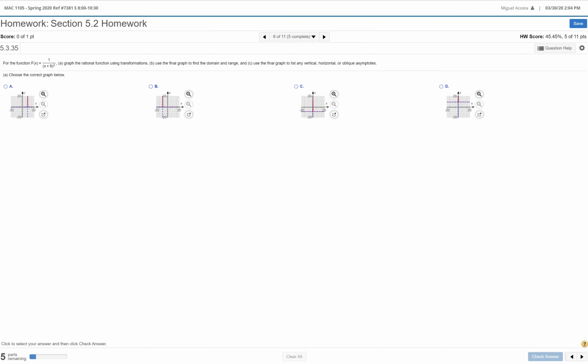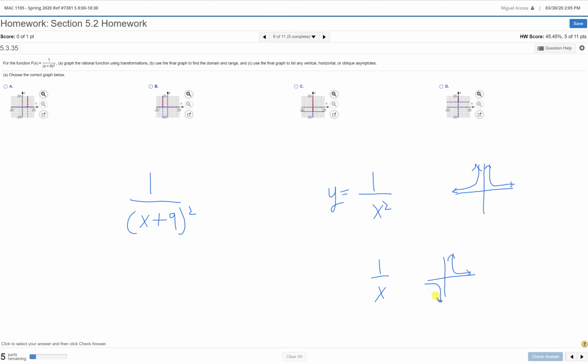All right, let's see. The following function. Okay, so let me draw. Here's my equation, 1 over x plus 9 squared. Now I hope you guys remember 1 over x squared, this equation, looks like this. If you didn't, I'll remind you. 1 over x looks like this. Different infinities for the vertical asymptote. Remember, this is the vertical asymptote.